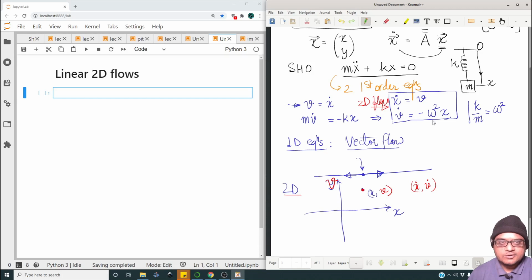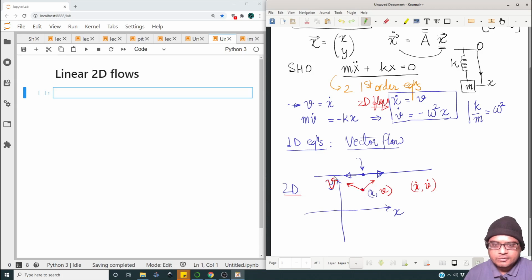and depending on the right hand side, it would tell us how this point would move. If at a certain x and y, x dot is positive and v dot is also positive, then obviously this point will tend to go towards a higher x and a higher v. If at this point x dot is negative but v dot is positive, then the motion would be something like this. It would go towards a lower value of x and a higher value of v.